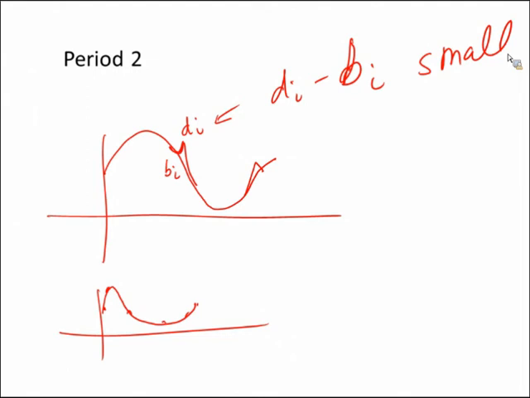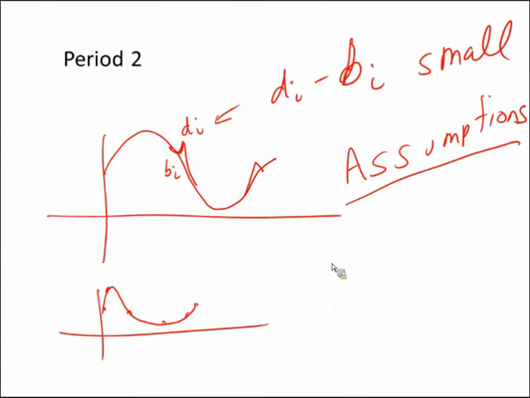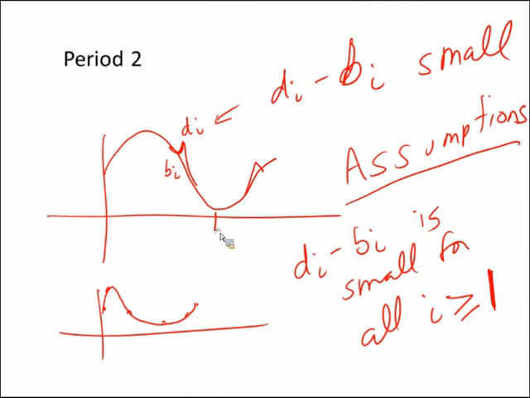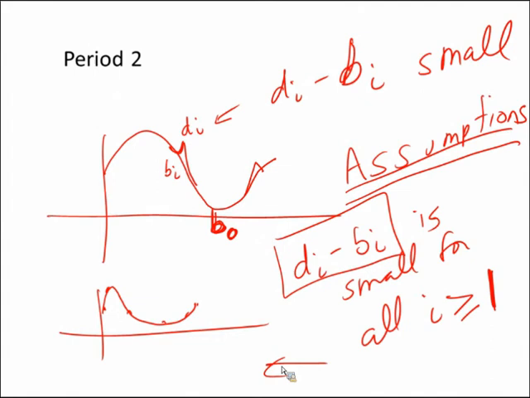So basically the assumption, and this may not hold true for all the periodic two genes, but one uses a variety of different methods to catch genes that have different properties. Our assumption is basically that our DI minus BI is small for all I greater than or equal to 1. And then we also have our B naught right here. We don't calculate our B-naught and haven't even called this one D-naught because it doesn't kill off this B-naught. So we're only taking a look at our DI minus BI, and our assumption is that if this is small, then that will imply period 2.